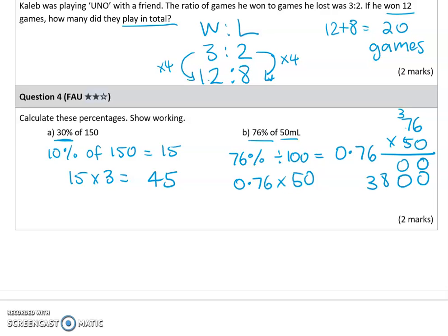3,800 is the answer, but my question jumped in twice, so my answer jumps in twice as well. 38 is the answer, and it started with milliliters, so it needs to end with milliliters as well, using the same units. 38 milliliters is 76% of 50.